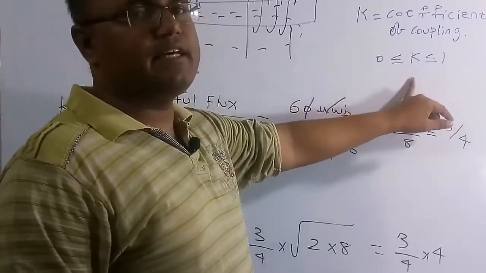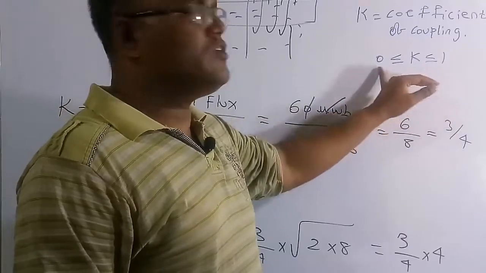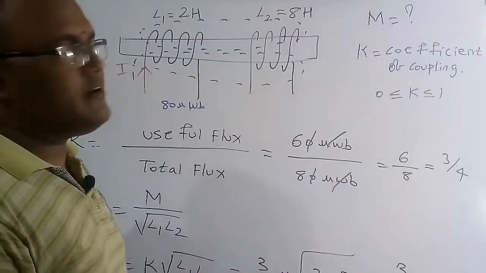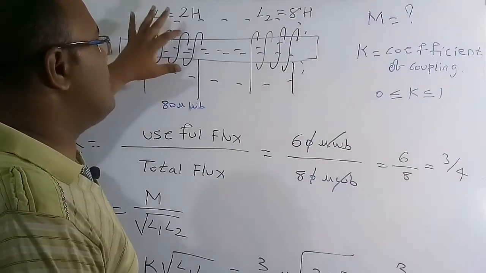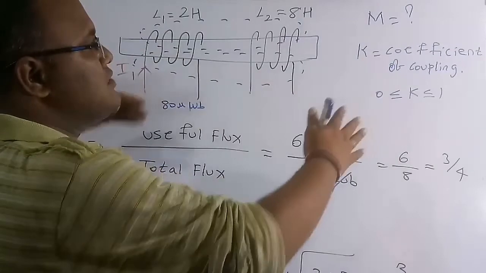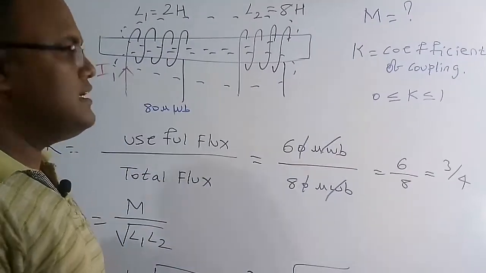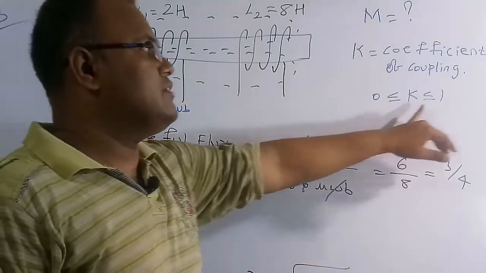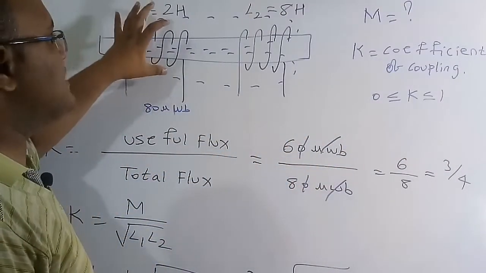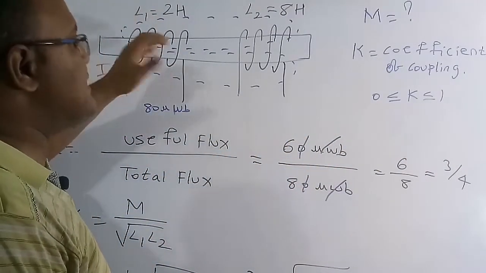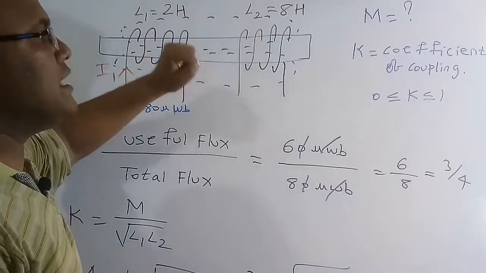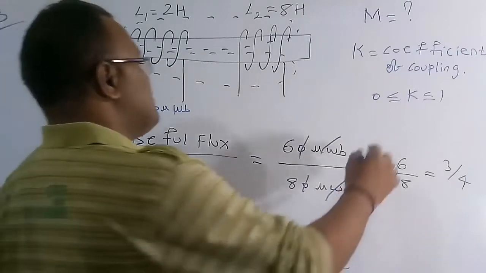The value of K can range from 0 to 1. Zero means the useful flux is zero, that is, the flux produced by coil 1 is not at all linking with coil 2, or we can say they are totally isolated coils. There is no flux linkage, so the K value is equal to 0. If K is equal to 1, they are tightly coupled, meaning whatever flux is generated by coil 1 is totally linking with coil 2, there is no leakage flux. So K can range from 0 to 1.